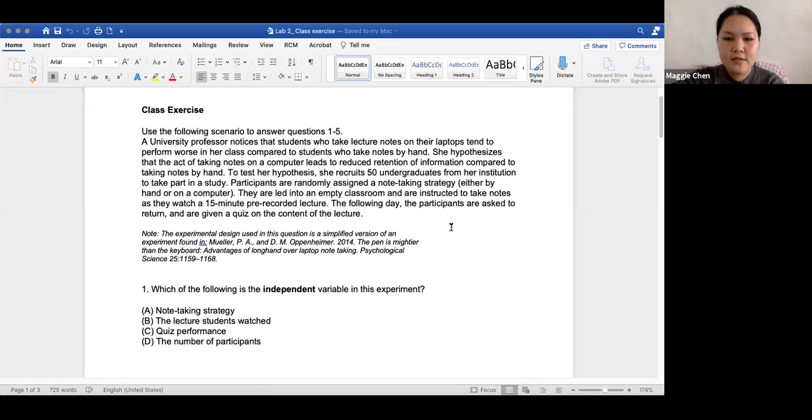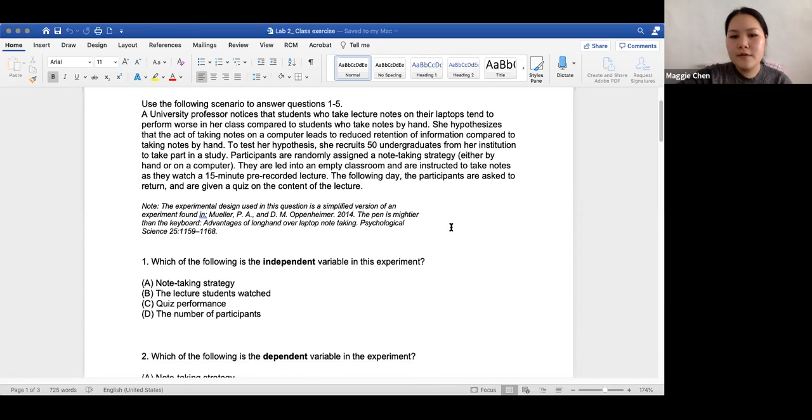Participants are randomly assigned a note-taking strategy, either by hand or on a computer. They are led into an empty classroom and are instructed to take notes as they watch a 15-minute pre-recorded lecture. The following day, the participants are asked to return and are given a quiz on the content of the lecture. So we're just going over 5 questions.